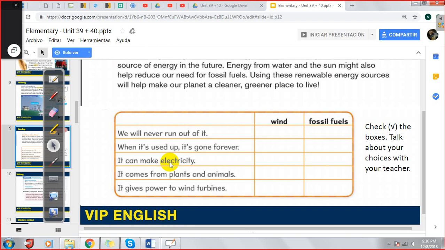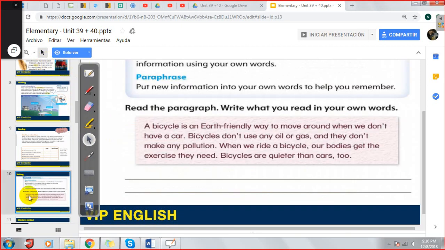Okay. When it's used up, it's gone forever. A fossil fuel. Correct. It can make electricity. Both of them. It comes from plants and animals. Wind. It gives power to wind turbines. Wind is my last answer. Okay, you can easily see that.